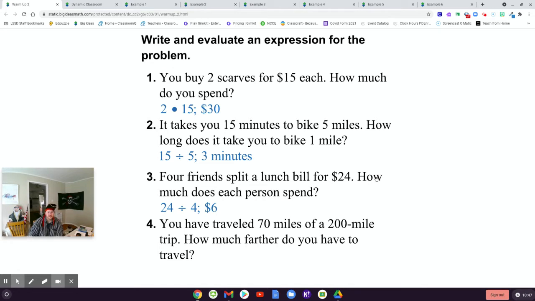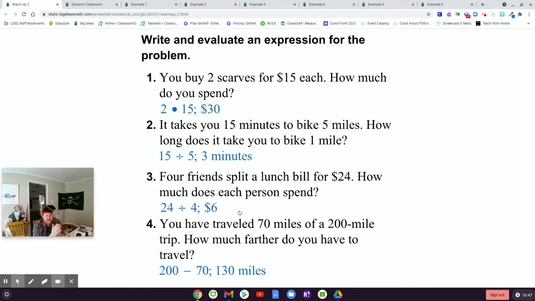And the last one, you traveled 70 miles of a 200-mile trip. How much further do you have left to travel? So what operation would you have to do to solve this one? So for this one, you would subtract 70 from 200, and that tells you there's still 130 miles to go.